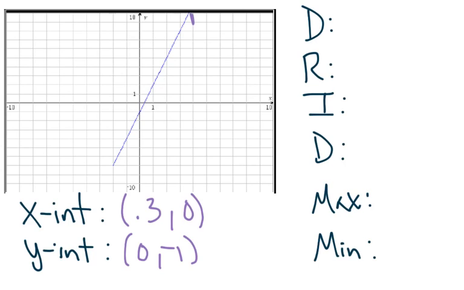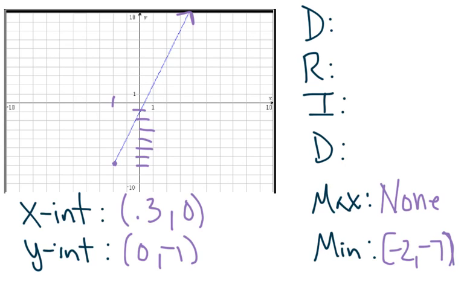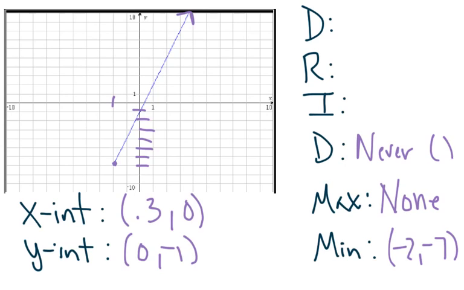Now I'm assuming that this just keeps going up, so there is no maximum, because it's just going to keep going up. A minimum looks like we do have -2, -1, 2, 3, 4, 5, 6, 7. So -2, -7. Oops. That actually was a point. -2, -7. Now, is it ever decreasing as we go left to right? Nope. Never. Or the empty set.